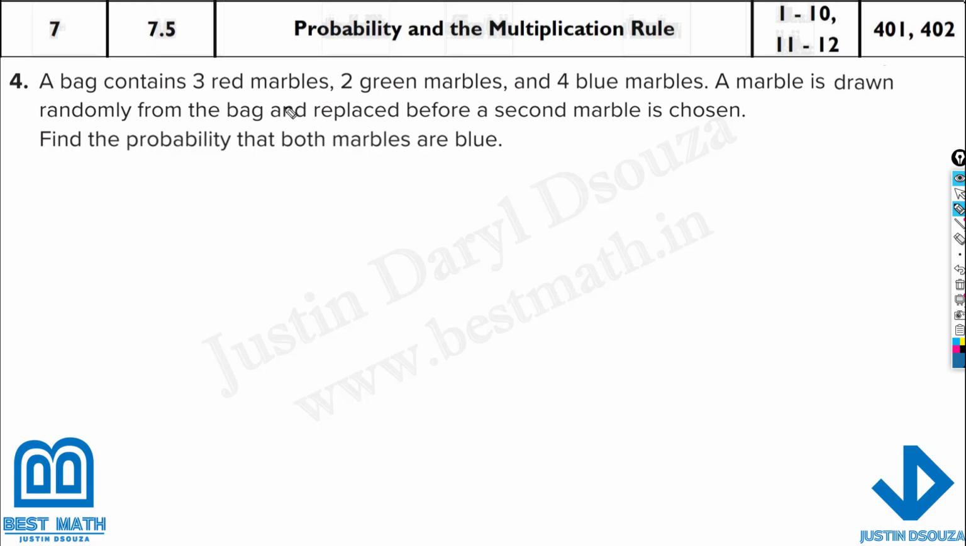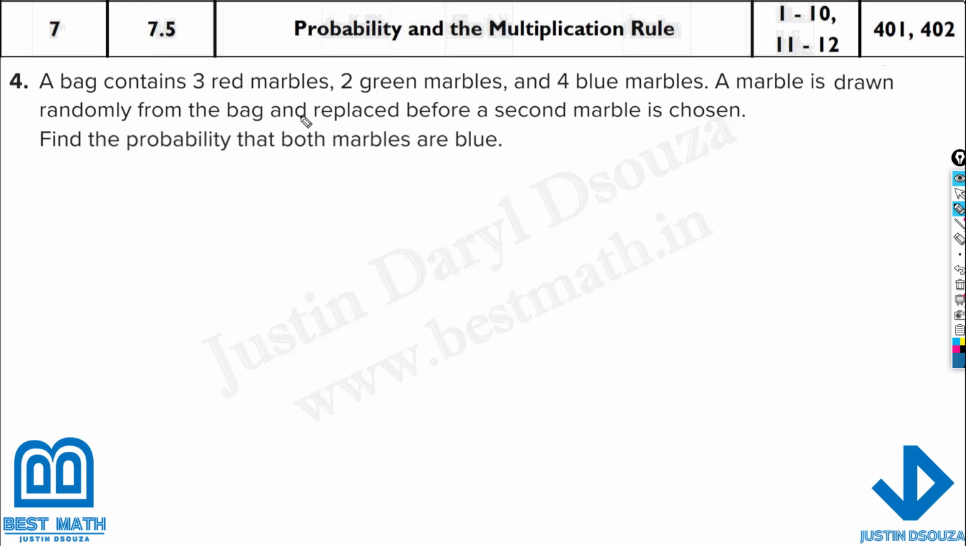A bag contains 3 red marbles, 2 green marbles, 4 blue marbles. A marble is drawn randomly from the bag and is replaced before the second marble. That means, let's see how many total marbles are there. 5, 9. Now you're drawing 1. If you draw red marble, imagine this is the probability. Now again, if you draw a red marble, it's again going to be 3 by 9 because you're putting it back. You're not going to take it away. After you took the marble, you're replacing it. But if it was not replaced, then this is going to be 2 by 8 because 1 marble will be reduced. That is the meaning of replaced or not replaced.